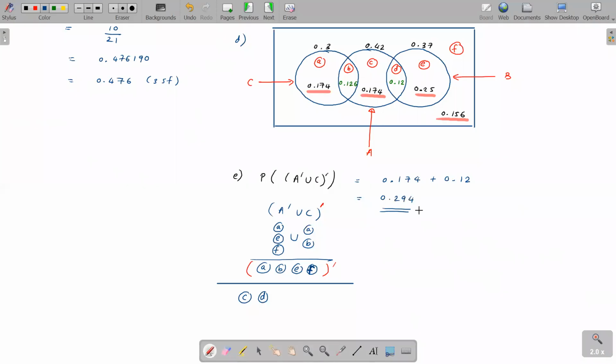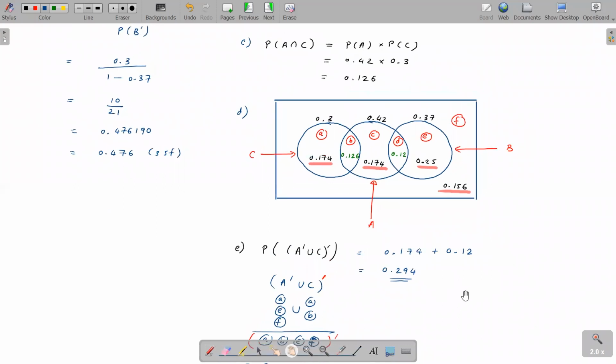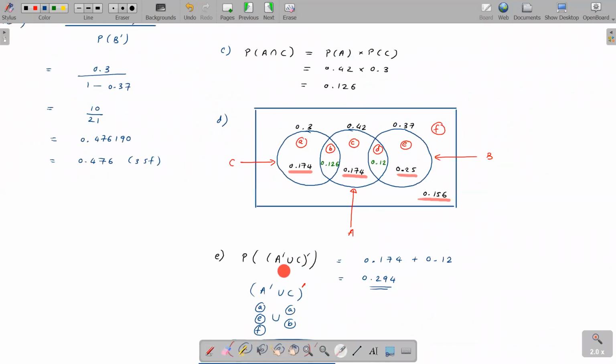Yeah, so your answer is 0.294. All right, guys. So I hope this is clear with everyone. So these are just ways to get the probability. You can try to find this probability in different ways. There are many other ways you could try as well, by using 1 minus A dash union C. So you can try all these methods.